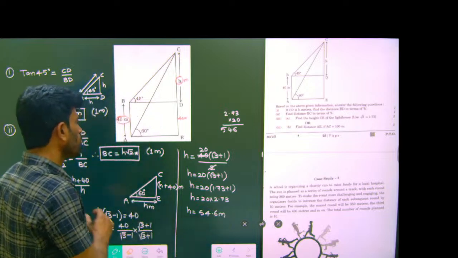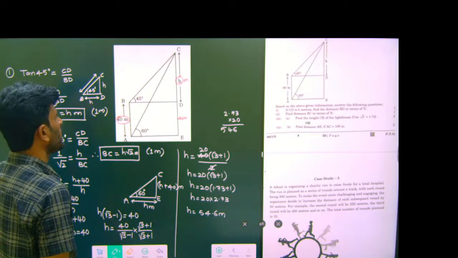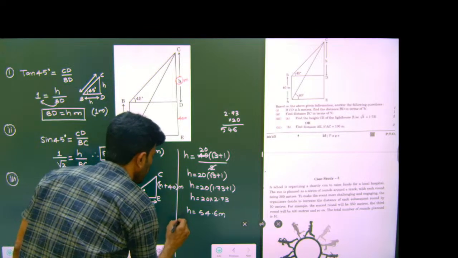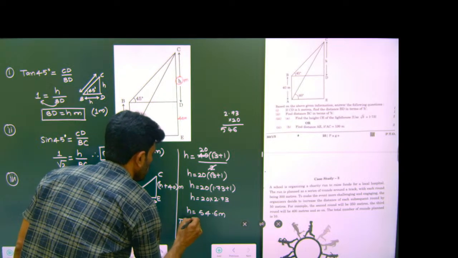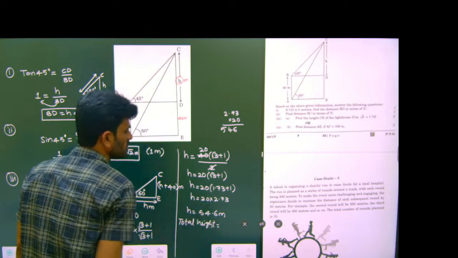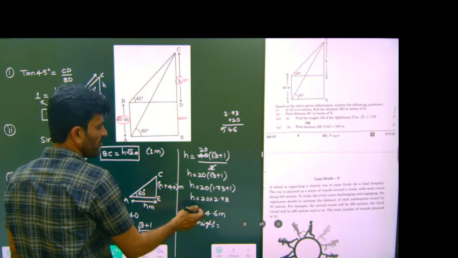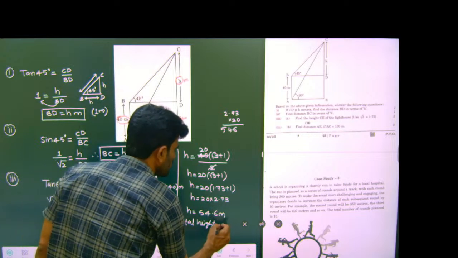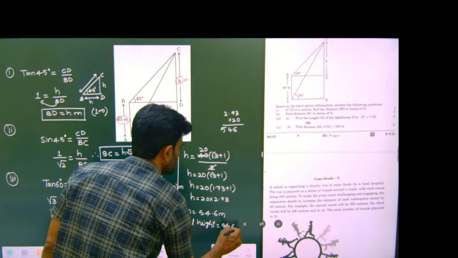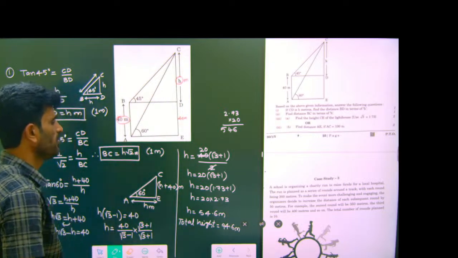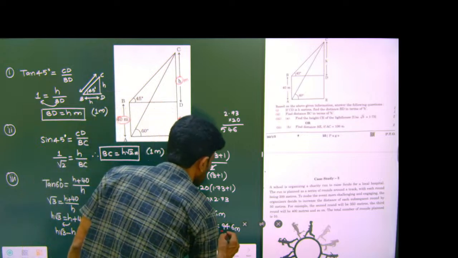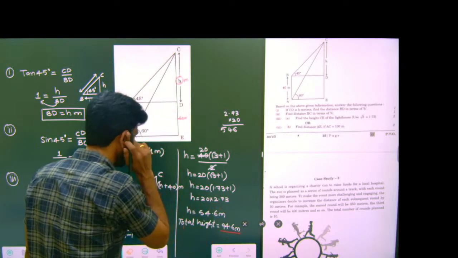But we want the total height of the lighthouse. Total height of the lighthouse is what? H plus 40. So that is nothing but 40 plus H, 54.6 plus 40, which is 94.6 meters. H plus 40 is 54.6 plus 40, which is 94.6. This is the height of the lighthouse.